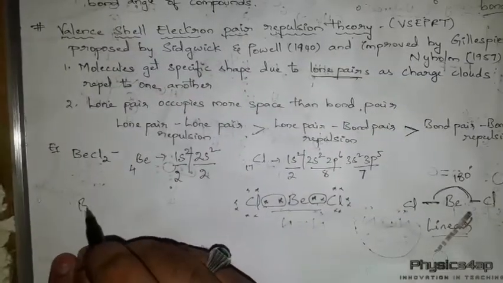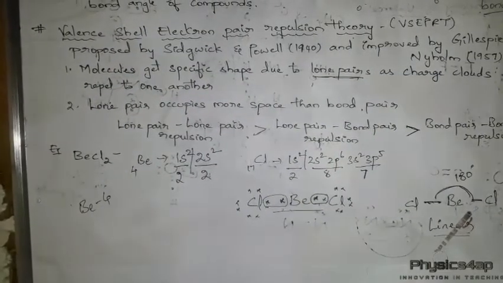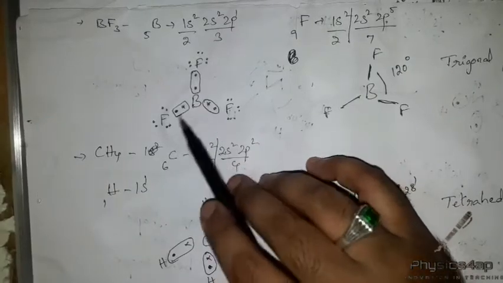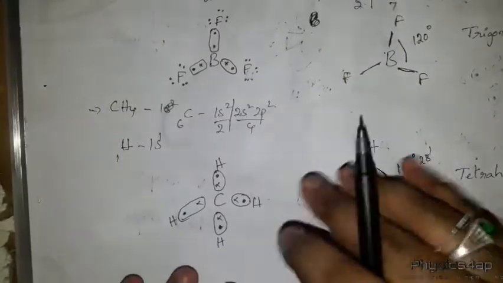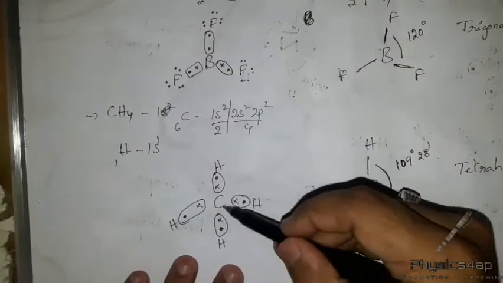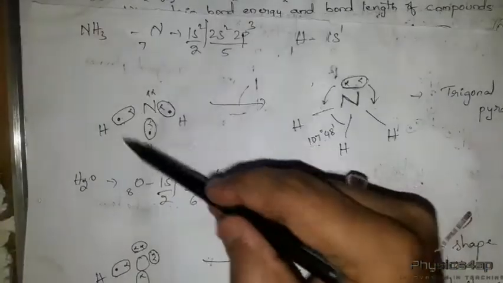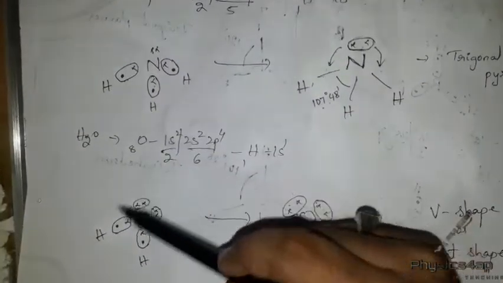So beryllium has 4, and boron also has less than 8. 1 2 3 4 5 6, so boron has 6 electrons while sharing. All the remaining compounds have 8, 1 2 3 4 5 6 7 8. So carbon is sharing 8 electrons over here, and nitrogen is also sharing 8 electrons. Oxygen also shares a total of 8 electrons.